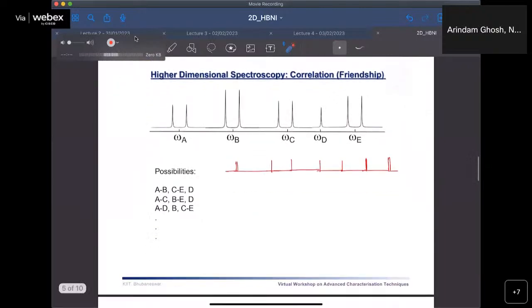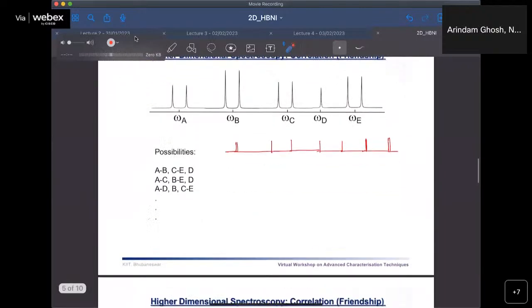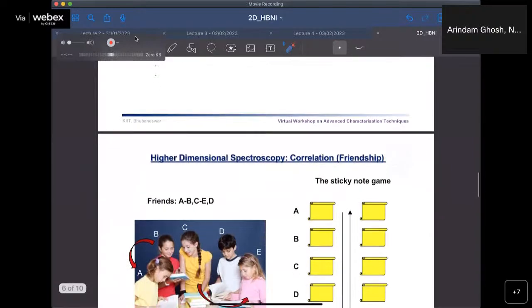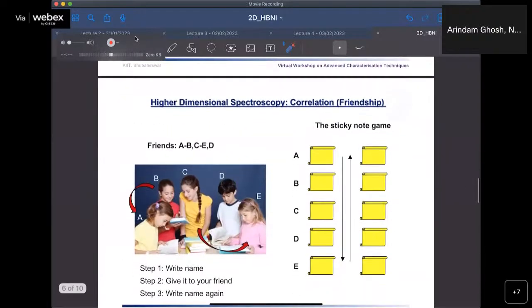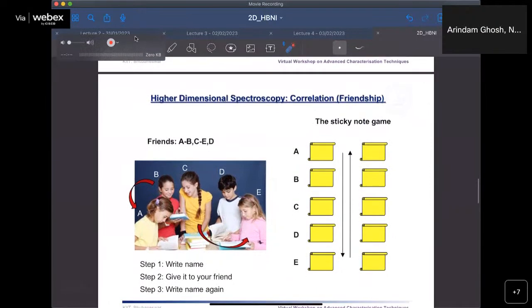So how do we know who is whose partner? What are the possibilities? Maybe A is coupled with B, C is coupled with E, D is fine, D is single, or all these different possibilities are there. So suppose the spins cannot tell you who is coupled with what. Suppose these friends cannot tell you, they cannot speak, or they don't know English, and you know only English, correct? They know only Chinese, maybe, for example.